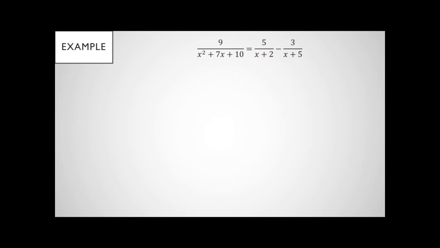Okay, so here we have 9 over x squared plus 7x plus 10 equals 5 over x plus 2 minus 3 over x plus 5. So we have a quadratic, so we are going to factor that. So I have 9, and this factors to x plus 5, x plus 2, equals 5 over x plus 2 minus 3 over x plus 5.